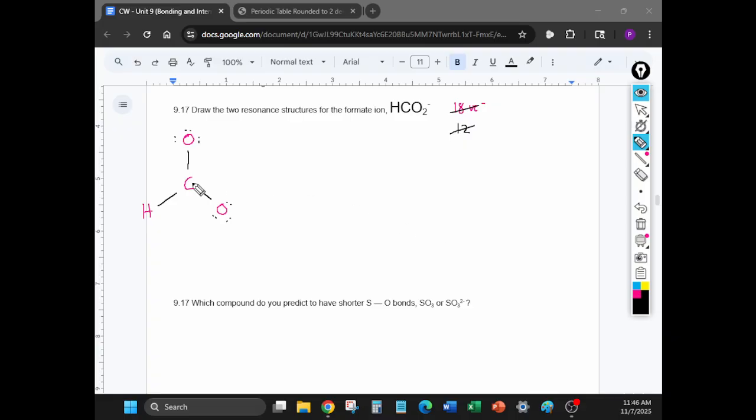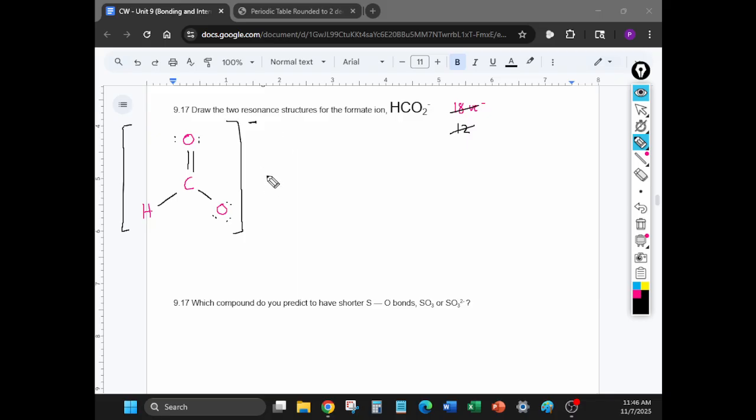Yeah, carbon needs 2 more, right? So the way that you draw formate, very simple. You just need to draw a double bond between a carbon and an oxygen. And you guys can kind of see where the resonance starts to come in, right? Now, don't forget to do the brackets and the minus sign for ions. So this is one resonance structure.